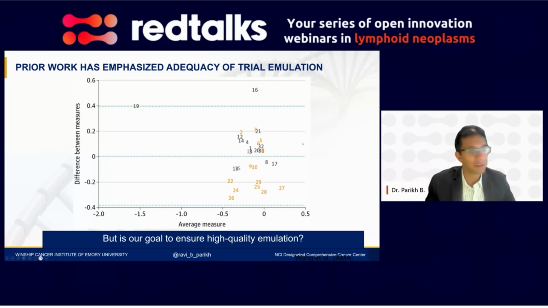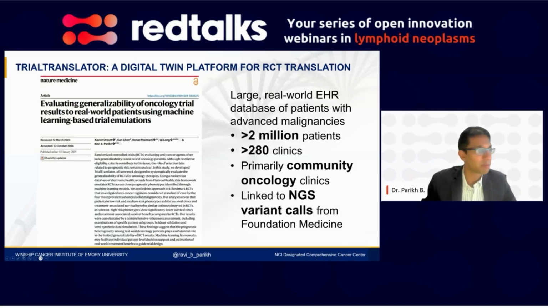And so that's largely the effort that we tried to undertake in this paper, which is the subject of this talk. The paper was published in Nature Medicine earlier this year, and the title is Evaluating Generalizability of Oncology Trial Results to Real-World Patients Using Machine Learning-Based Trial Emulations. I think about the goal of this paper as trying to develop computational representations of the average patient that walks into my clinic, and then exploring for what types of patients cancer clinical trials generally approximate pretty well versus which ones they don't.